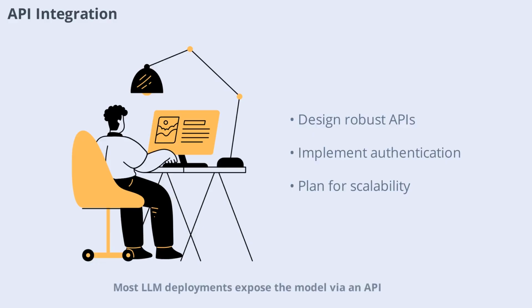Most LLM deployments expose the model via an API, allowing other applications to interact with it. Designing a robust API is crucial for usability and security. Consider authentication, rate limiting, and versioning to ensure your API can handle real-world demands. A well-designed API makes it easy to integrate your LLM into a wide range of products and services.